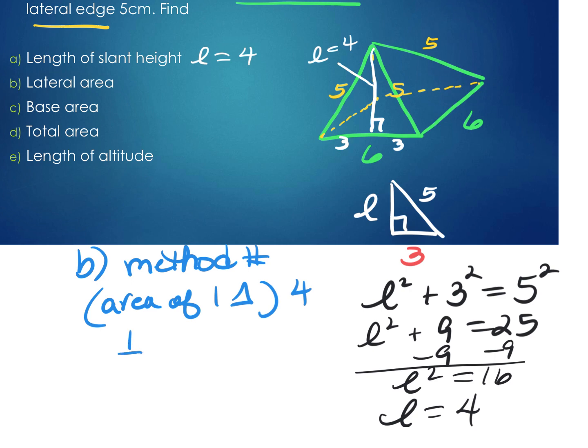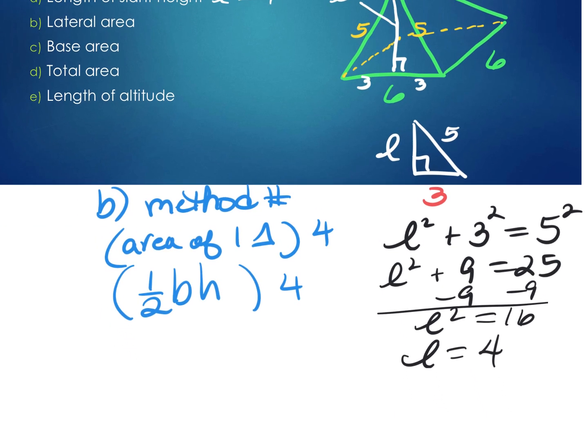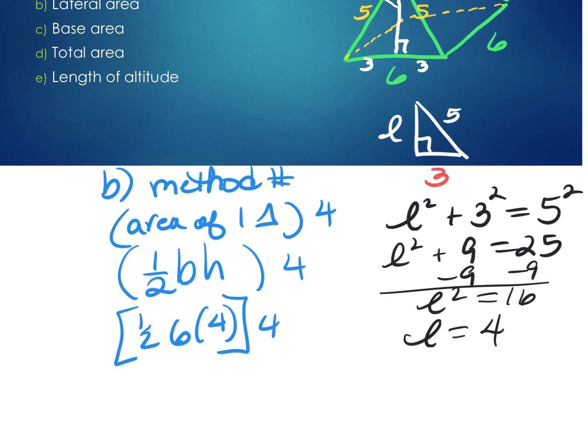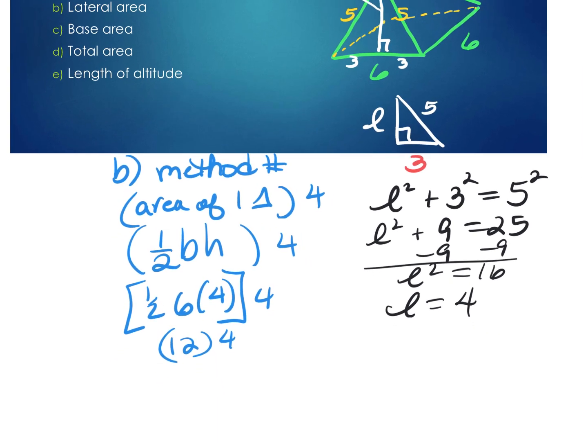So I would be doing formula 1/2 base times height. Once I get that area, I'm going to multiply it by 4. Notice my base is 6. My height, I just found, it's the slant height. And then I times that by 4. So I'm going to do the area here and then times it by 4. So once I do this whole thing, this will end up giving me 12 times 4. So my lateral area is equal to 48 centimeters squared. This was method 1.